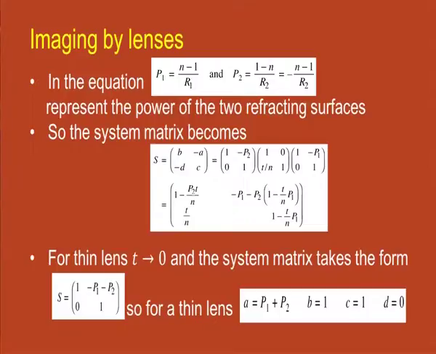Now, for a thin lens, T tends to 0 and the system matrix takes the form S equal to the square matrix 1, minus P1 minus P2, 0, 1. So, for a thin lens, A is equal to P1 plus P2, B is equal to 1, C is equal to 1 and D is equal to 0.